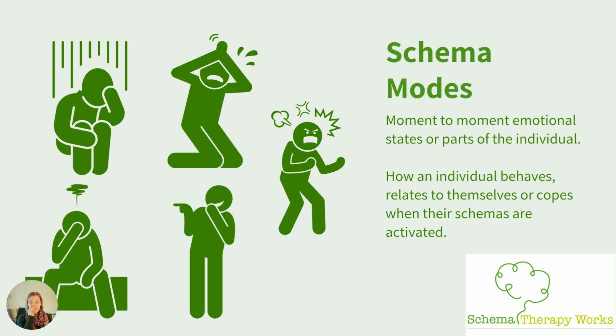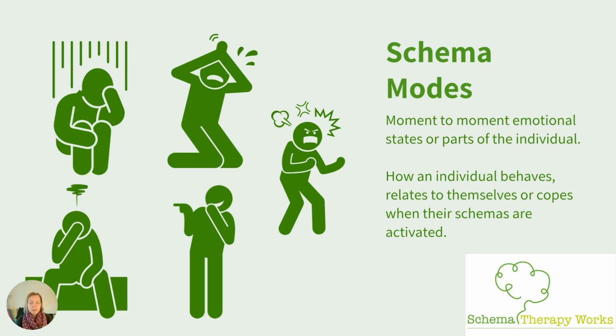Okay, and now let's have a think about how schemas and modes link together. So as you remember me talking about in the beginning, the theoretical model thinks about schemas and also thinks about modes. So modes are the moment-to-moment emotional states or parts of the individual.